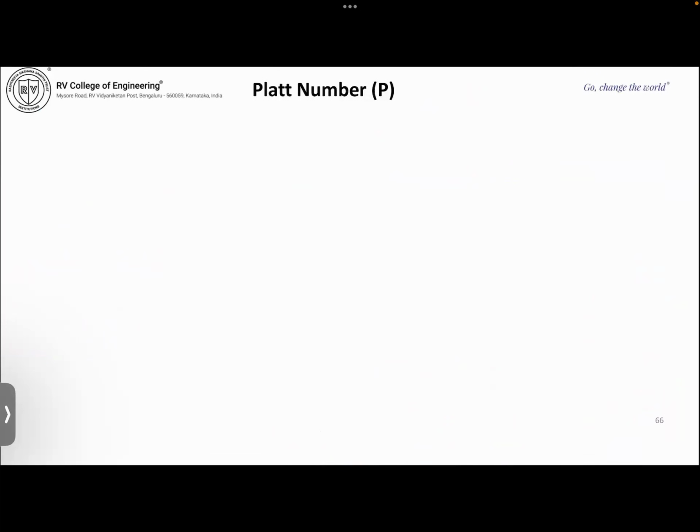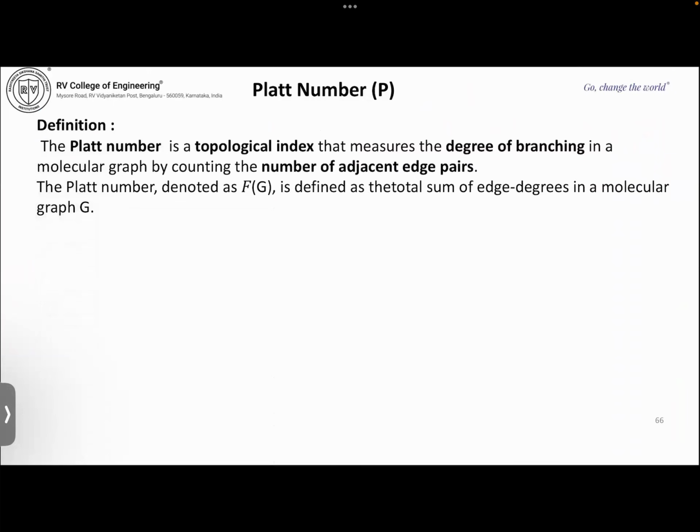The next one is actually the Platt number. So the Platt number is also another topological index that measures the degree of branching in a molecular graph by counting the number of adjacent edge pairs. So edge pairs. Okay. So the Platt number is denoted by Fg. It is defined as the total sum of the edge degrees. Edge degrees. This is with respect to edge.